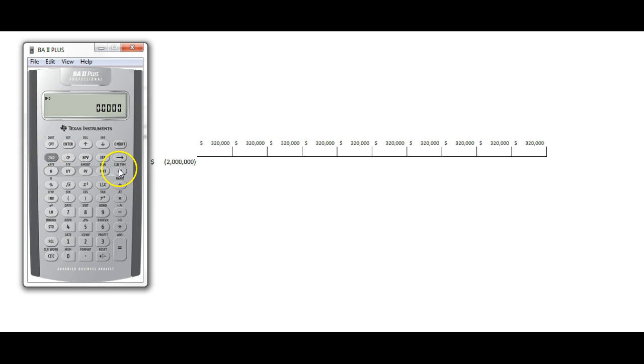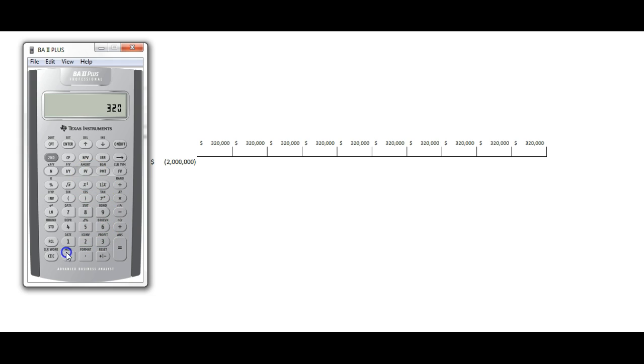Hit second, clear time value menu. That clears everything out of our friend, the third row. And let's plug in some numbers. 10 is the end. In other words, there are 10 years in this problem. The interest rate we just spent a lot of time figuring out is 6% per year. PV is the present value. That's what we're going to try to find out.